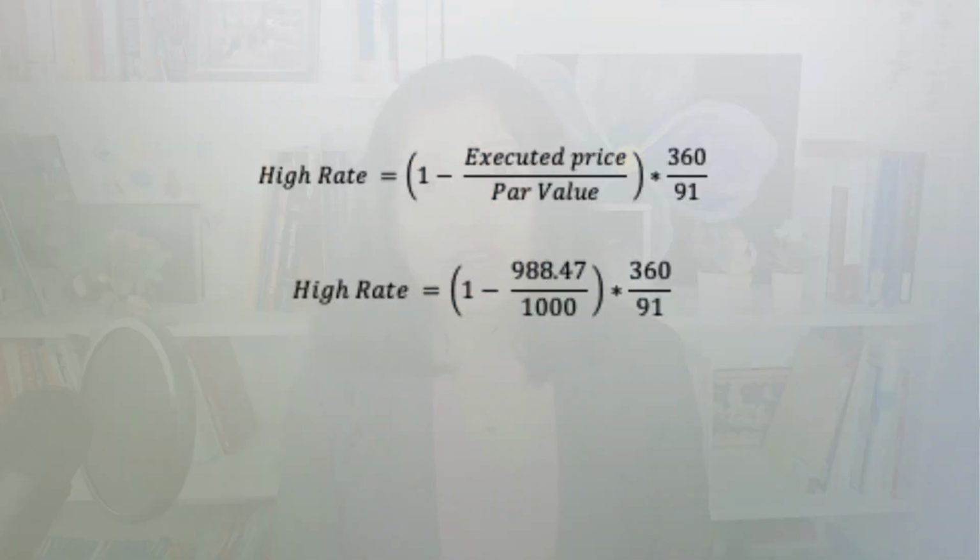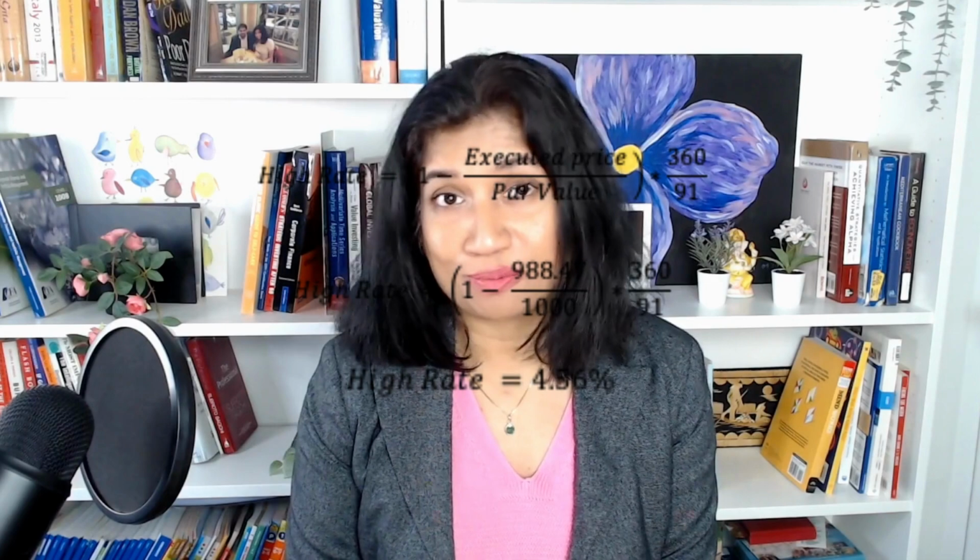Now, if I want to see how close the actual yield is to the expected yield, I will have to calculate the actual yield, and this is how to do it. You take the executed price of 988.47 divided by the par value of 1000. You subtract the result from 1 and then multiply it by 360 and divide it by the term of the T-bill, which is 13 weeks or 91 days. This will give you a high rate of 4.56%. Fidelity had given me an expected yield of 4.513%, which is pretty close to this one.